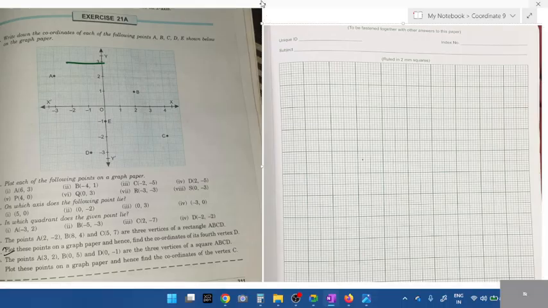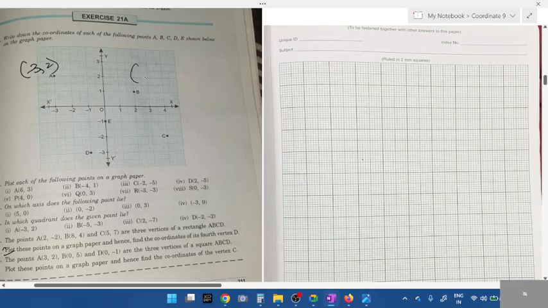Okay, tell me the answer, students. Ananya, completed? Okay, tell me the answer, students. A. Where is A? First, go with x-axis and y-axis. What's the answer, student? Very good. Minus 3 comma 2.